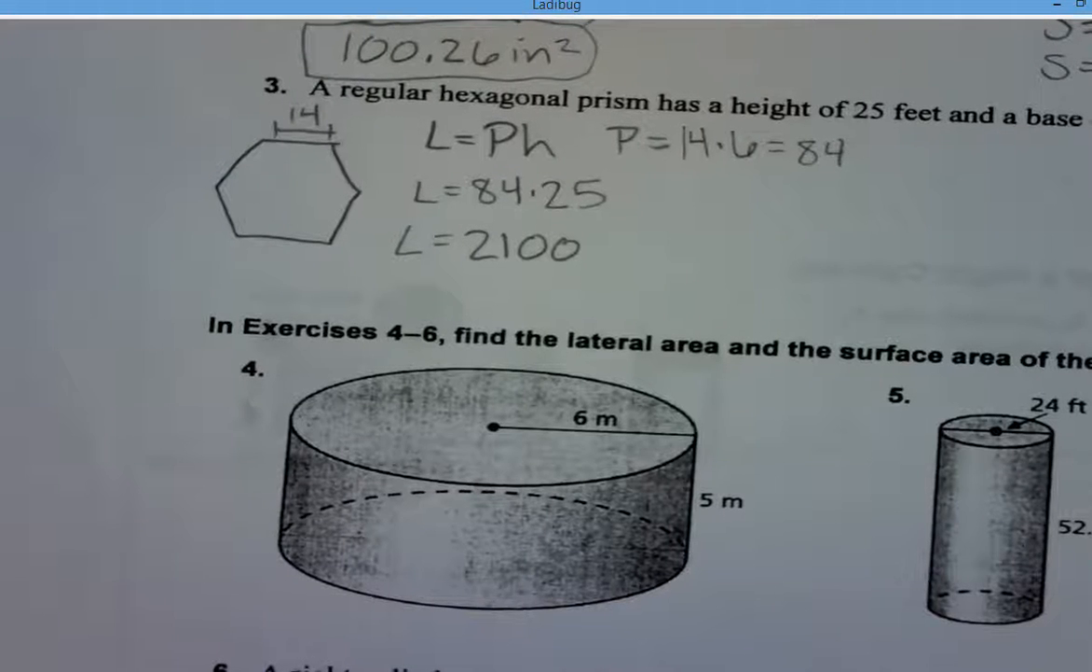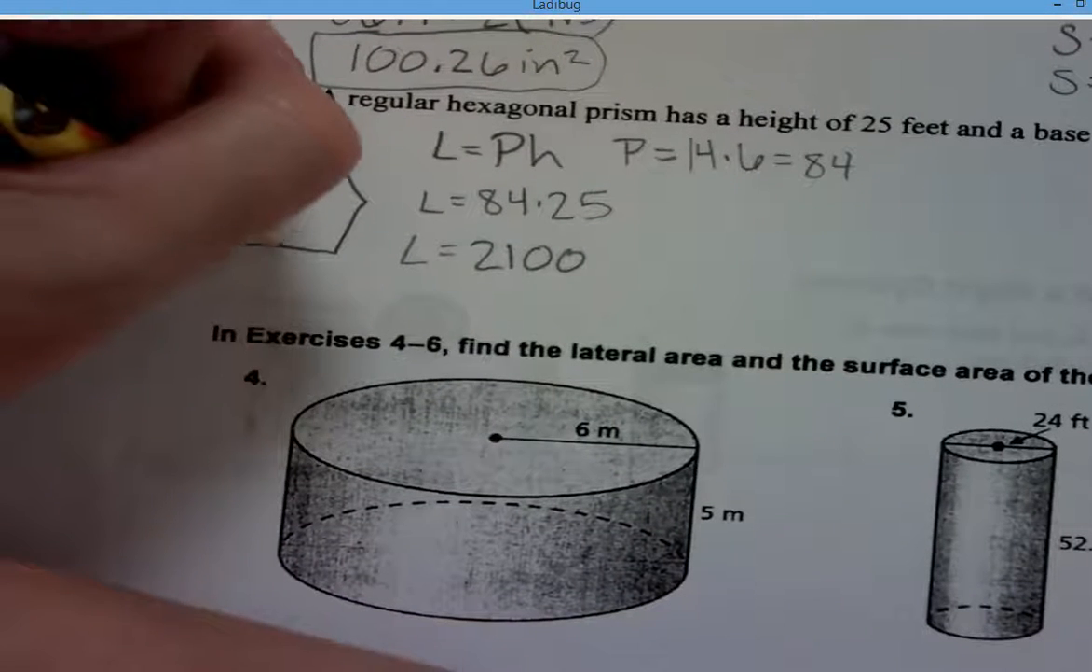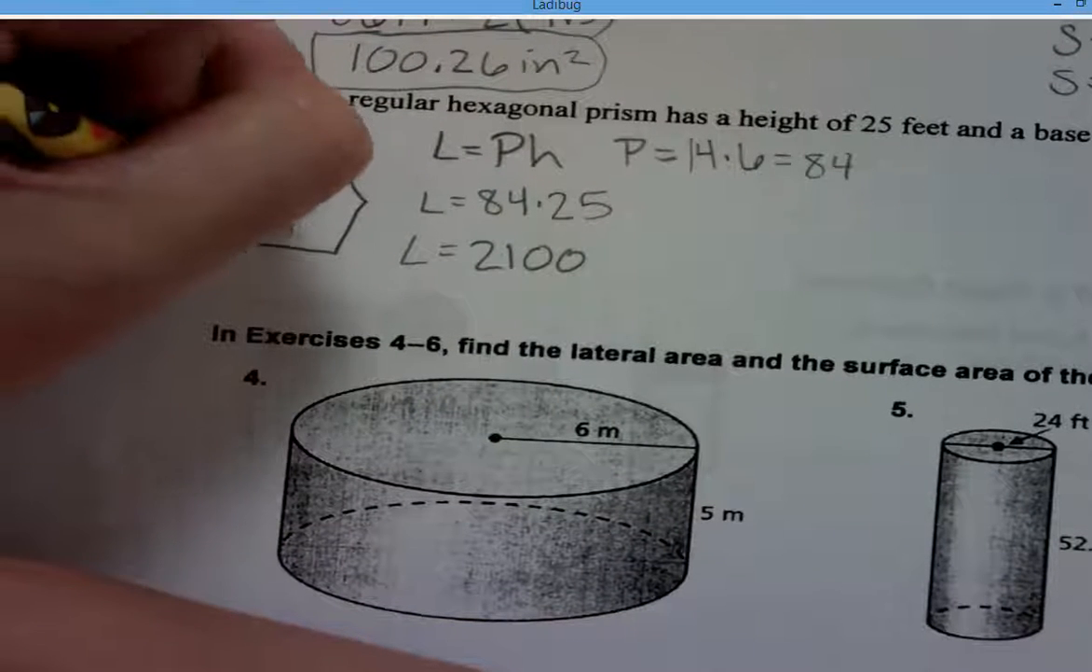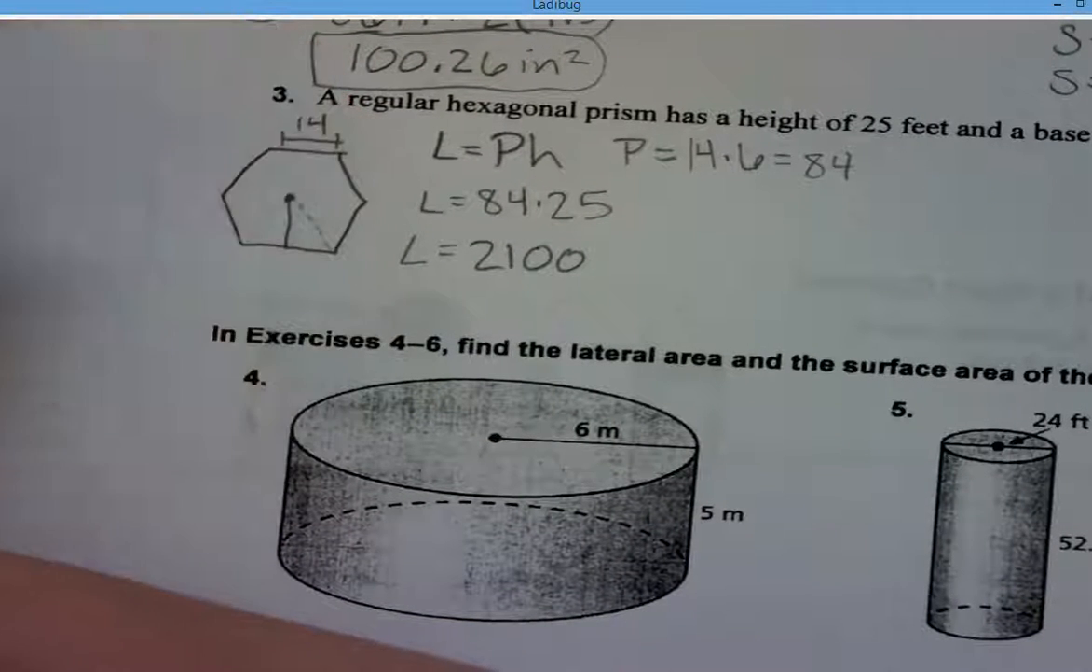So the lateral area is 2100. Yay, we found the lateral area. We found the area of everything except the 2 hexagons that are on the top and the bottom. So we must find that.